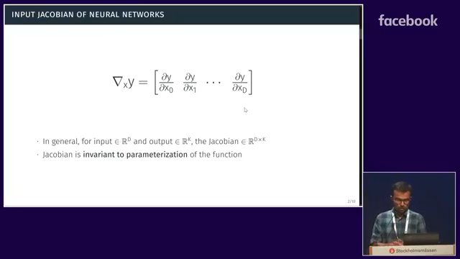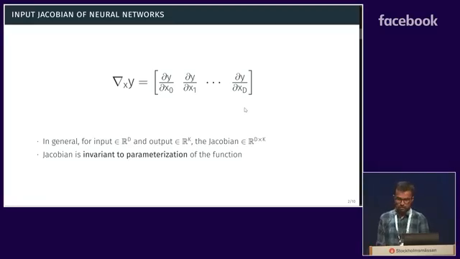So in this talk, we'll consider one such tool, which is the input Jacobian, which is essentially the vector of partial derivatives of the outputs with respect to the input. In this case, y is a scalar, but in general, if the output is k-dimensional, then the Jacobian is d cross k if the input has d dimensions.